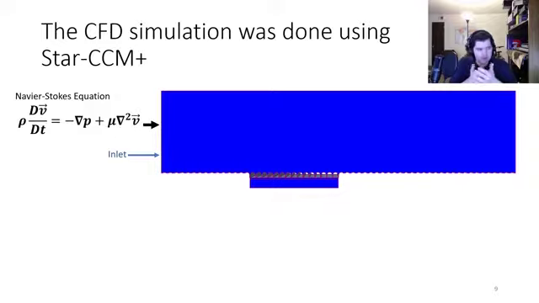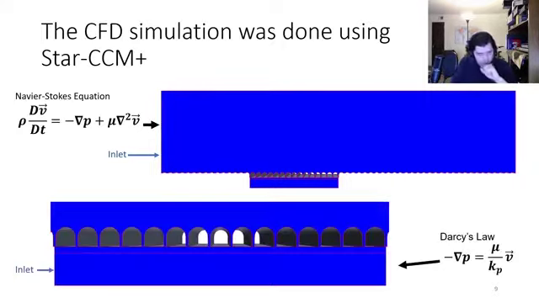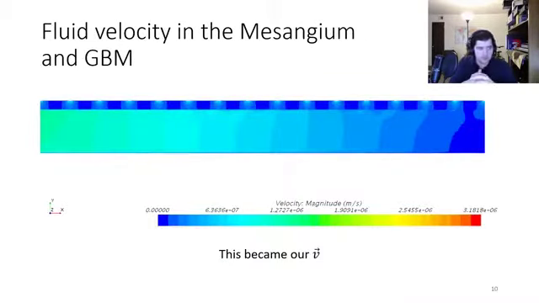To figure out the velocity inside the tissue, we did a CFD simulation using Star-CCM+, and we looked at the Bowman space, which we modeled using Navier-Stokes assuming laminar flow. And in the mesangium and glomerular basement membrane, we used Darcy's law, which is good for modeling flow through a porous media. This is the fluid velocity we got from our simulation.